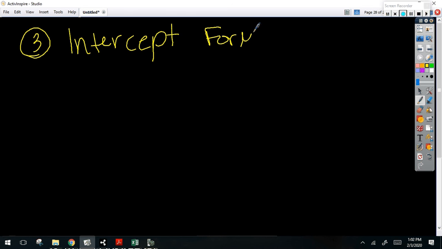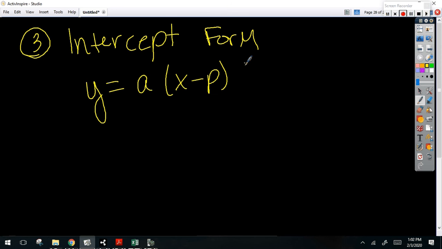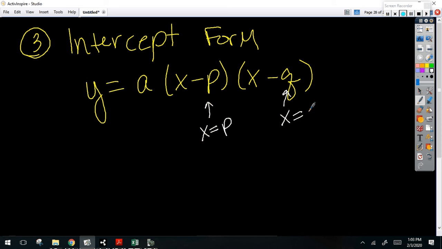If vertex form gives us the vertex, what do you think intercept form gives us? Y'all are so smart. The A is still there. Remember, what does intercept mean? Where it crosses an axis. Yeah, that's a P and a Q. So this one tells me where it crosses the x-axis this time. Okay, so this one's telling me that it crosses the x-axis at P and at Q.